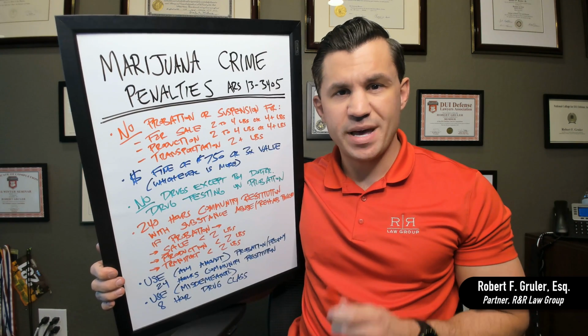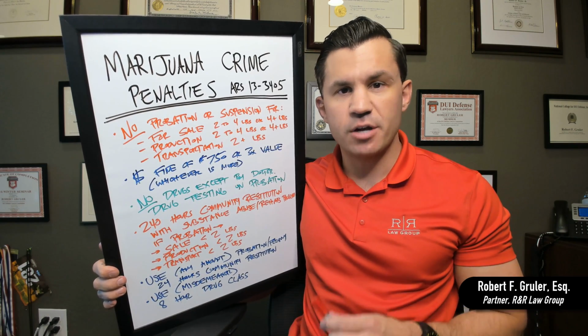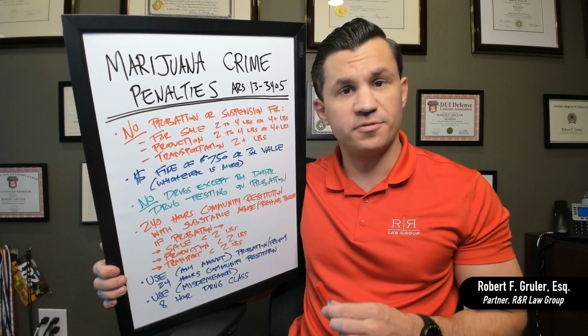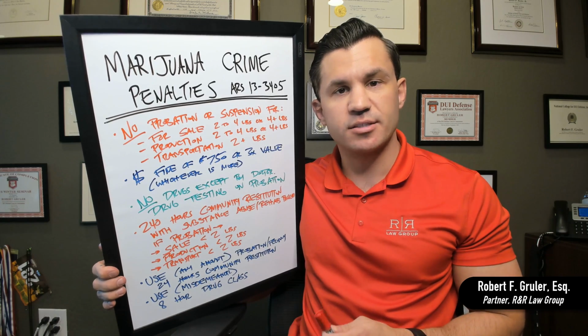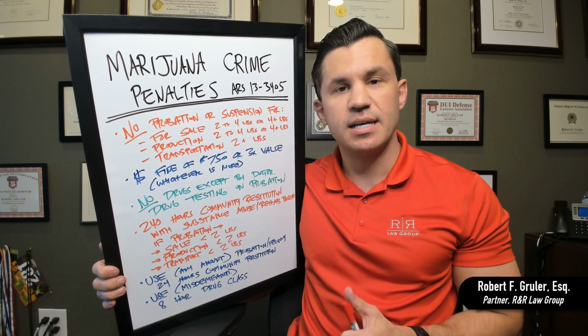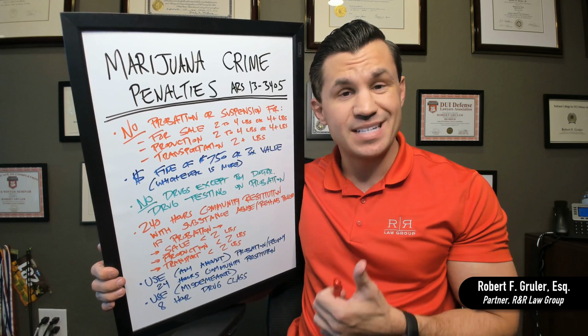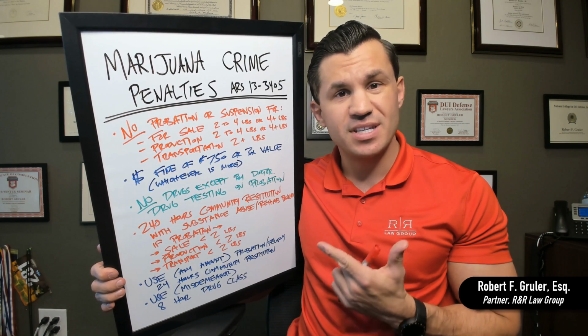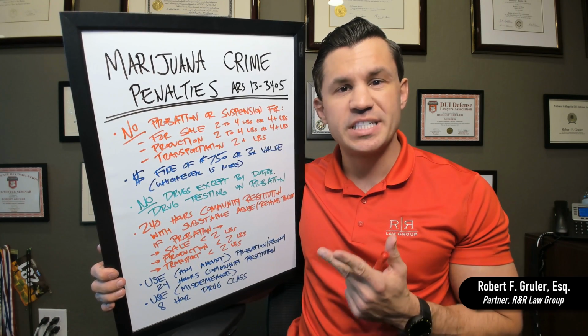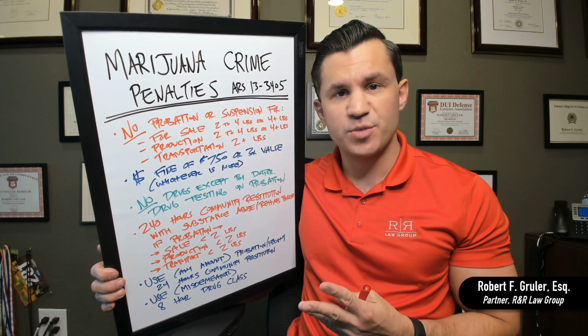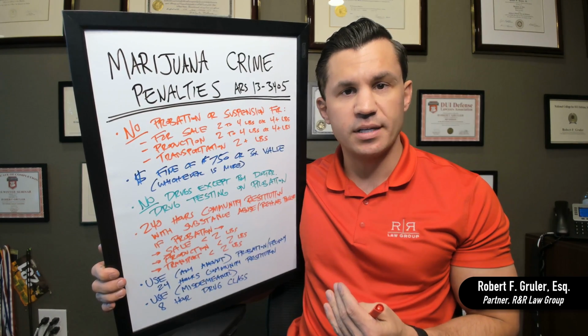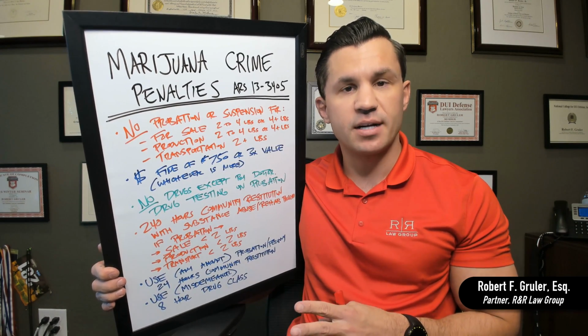Today we're talking about the penalties for marijuana crimes under Arizona law 13-3405. In a prior video we talked about the different types of conduct that is prohibited under Arizona law when it involves marijuana: 1, possession or use; 2, the sale; 3, the production; and 4, the transportation or the importation of marijuana into the state. Those are all prohibited conduct.